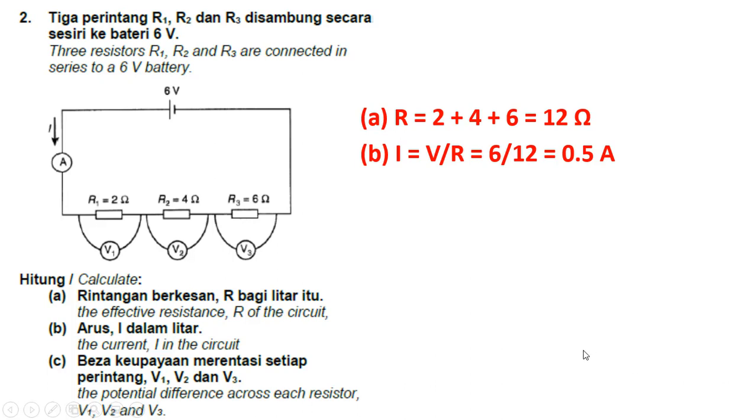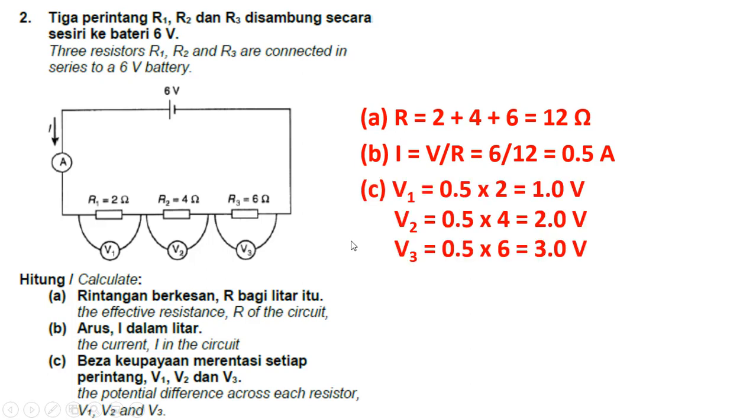Now, calculate the potential difference across each resistor, V1, V2 and V3. Always remember, we use the formula V equals IR. What is the value for I here and R1? Here we refer to R1. I is the current from the battery. So V1 equals R1 times I, and V2 equals I R2, and V3 equals I R3.